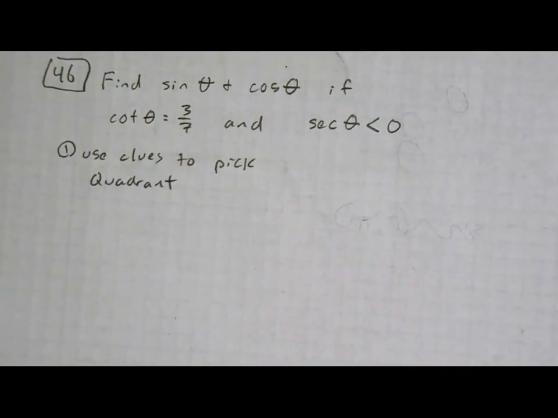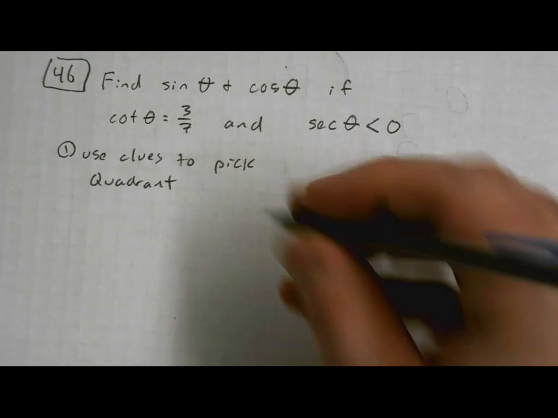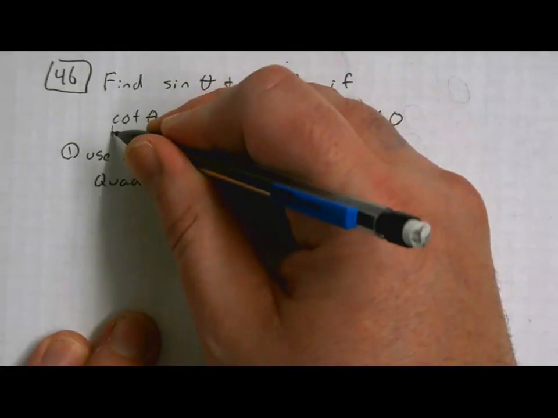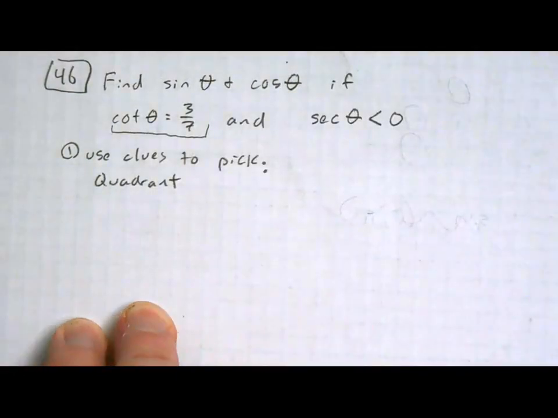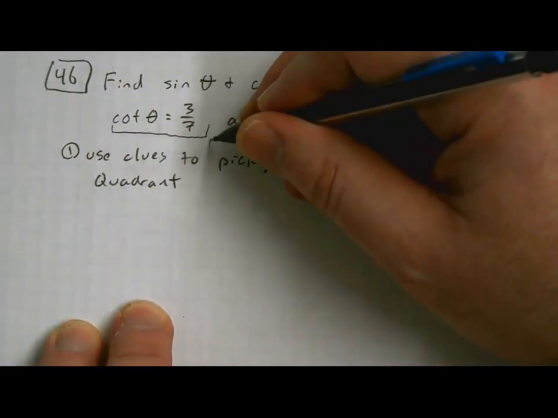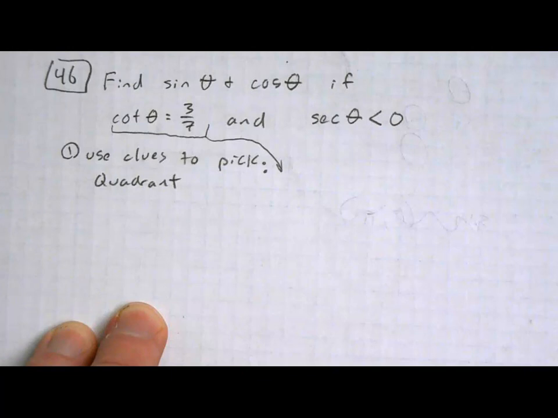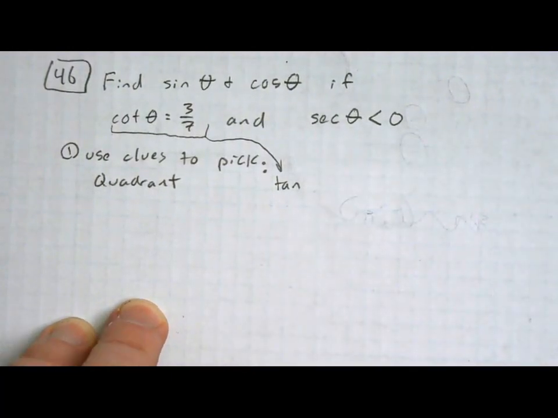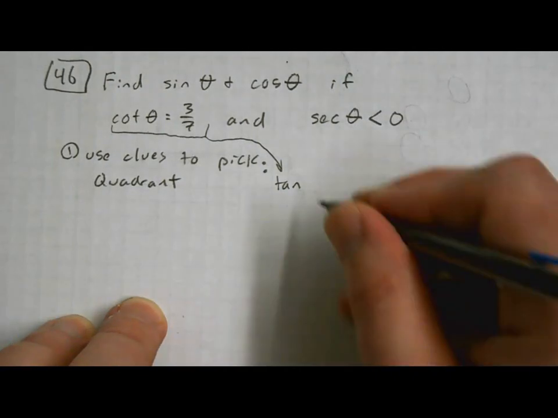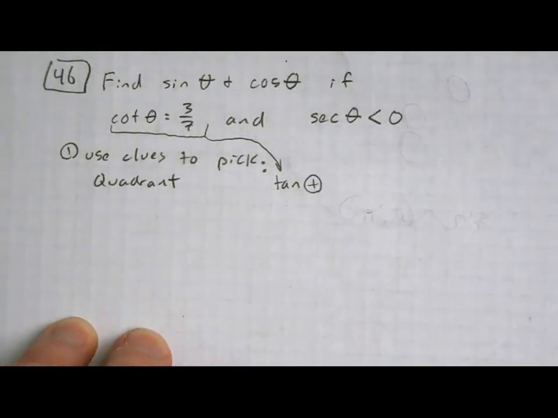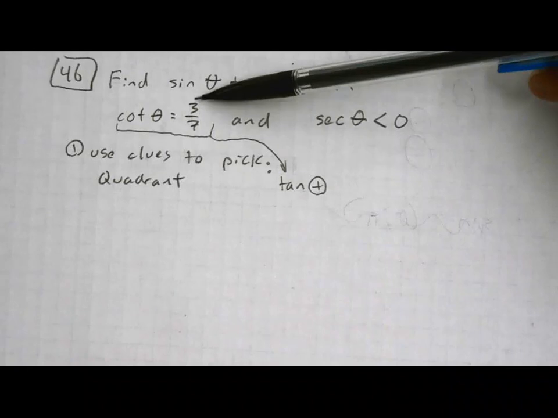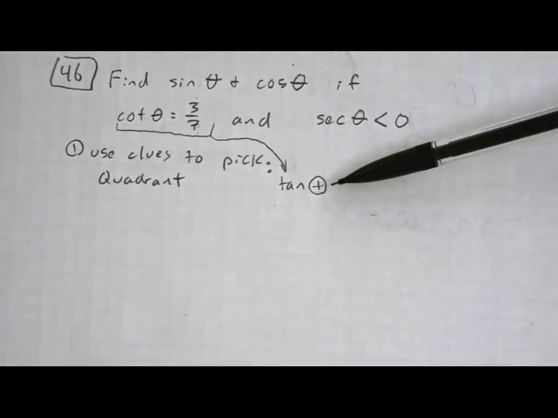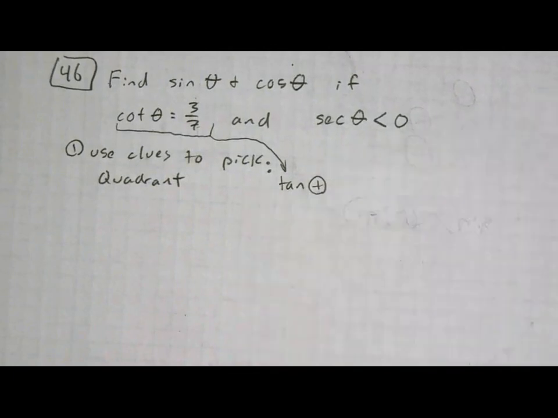Good. So for me, I'm getting 2 pieces of information out of this. One is that, and I always think in terms of sine, cosine, and tangent. Cotangent is positive. That means that tangent is positive. Agreed? Do you see how I knew that tangent was positive? Cotangent is positive 3 over 7. Agreed? So tangent must be positive. It's actually 7 over 3, but it's definitely positive.